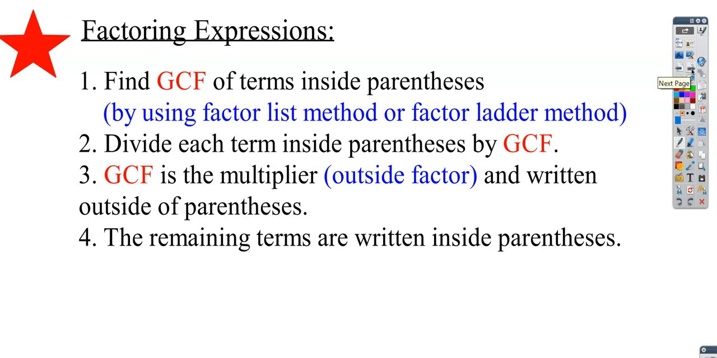Okay, so here are your steps for factoring expressions. Go ahead and pause the video and write this down. You need to find the GCF of the terms inside the parentheses. You can use the factor list method or the factor ladder method. Divide each term inside the parentheses by the greatest common factor. And then remember the greatest common factor is the multiplier. It's on the outside. And then the remaining terms are written inside.